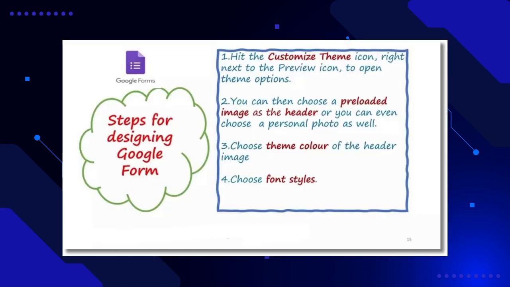So after creation comes the designing part. How do you design? You hit the customize theme icon right next to the preview icon, and then you can also choose from the preloaded images of the header. You can also choose theme colors and font styles and many more designing styles in Google Forms.